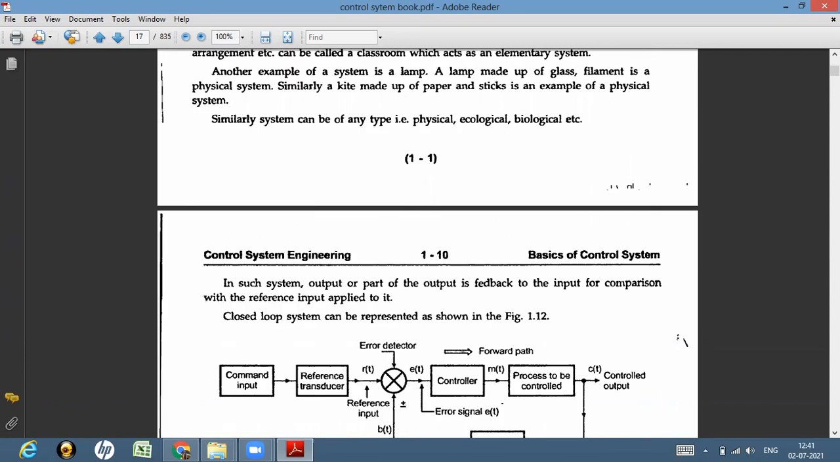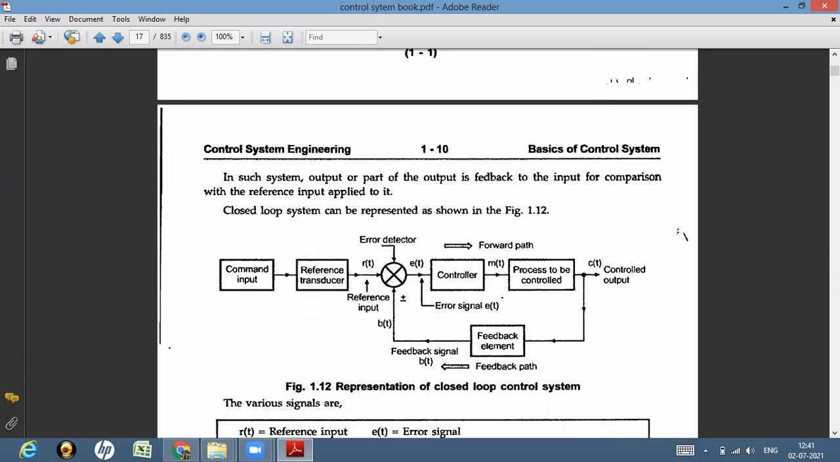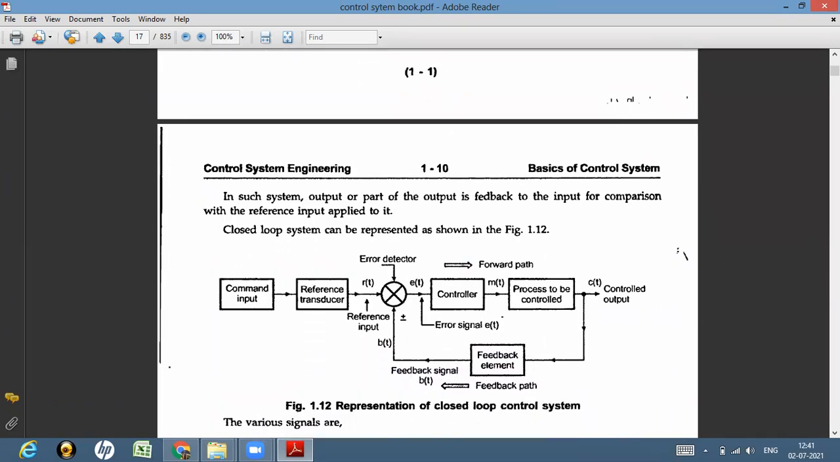Now you can see that this is one of the most common and most important block diagrams of a control system. I had already told you in my previous lecture that a system comprises three main components.